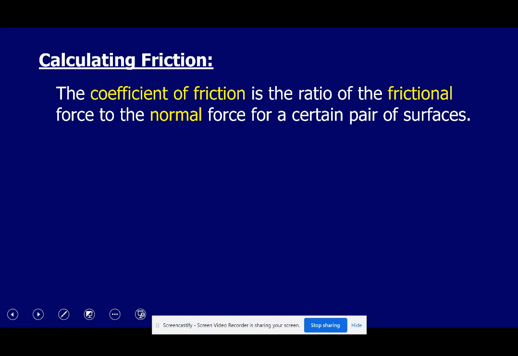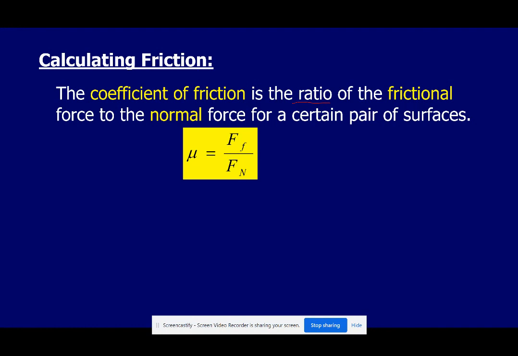The coefficient of friction is a ratio, that means fraction, of the frictional force to the normal force for a certain pair of substances. Its symbol is mu. It's found by going force of friction divided by the normal force. What would the units be on mu? Well, if you're going newtons divided by newtons, there will be no units on the coefficient of friction.